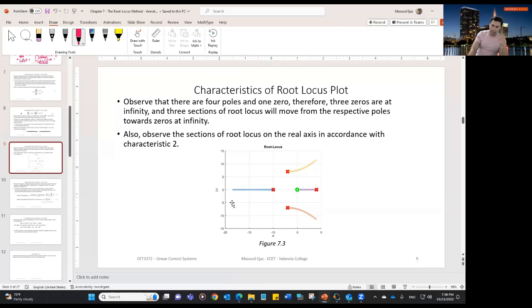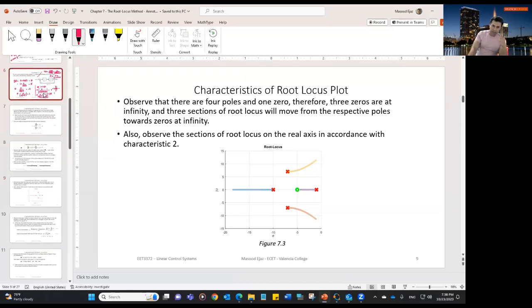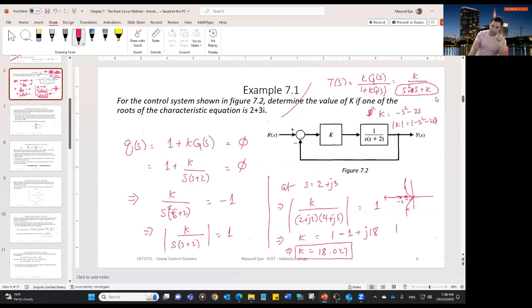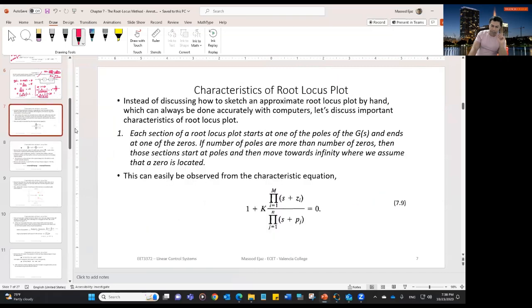How did I get that? Again, I got it by changing the value of k and then putting the roots on the S-plane and then connecting the specific root loci together. Now, which one I'm going to connect? That's what you have to see.